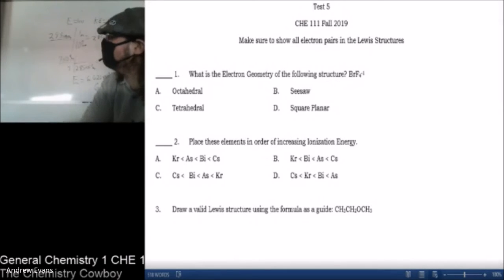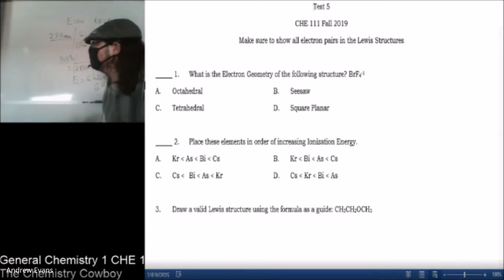Okay, so there's only going to be like 5 or 6 questions on this test that we can maybe directly look at. Starting with question 2. Place the elements in order of increasing ionization energy. So let's look where the elements are. Krypton, bismuth, arsenic, and cesium. Krypton is on row 4. Arsenic is row 4.